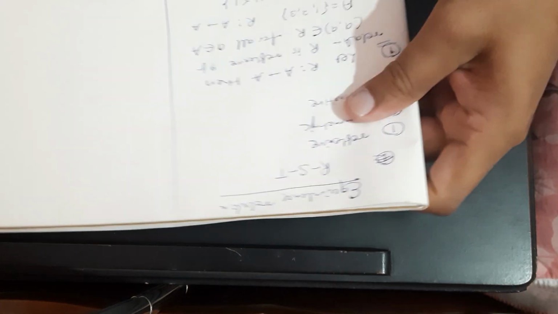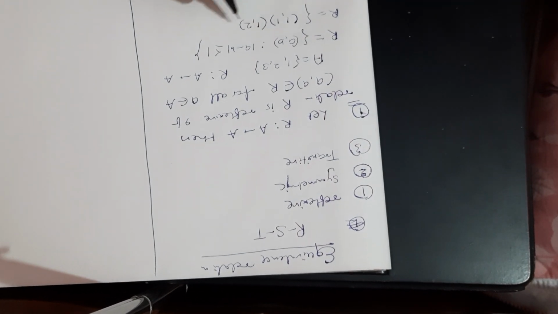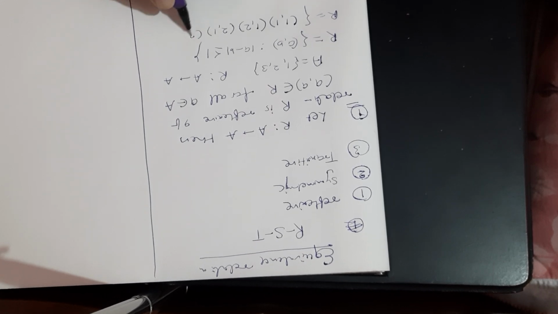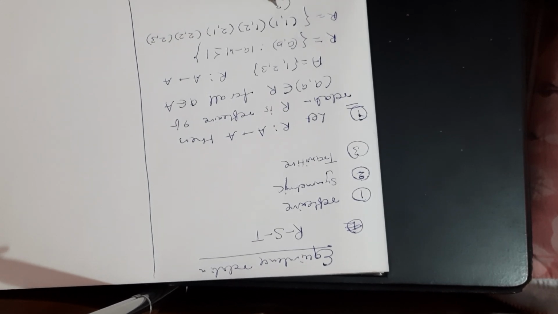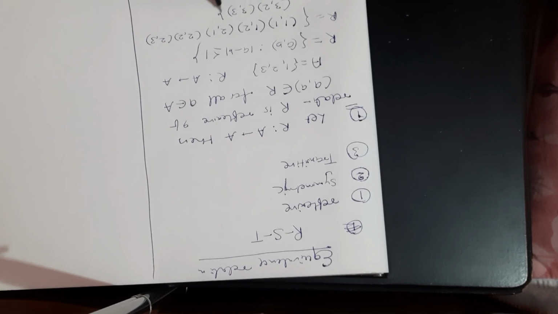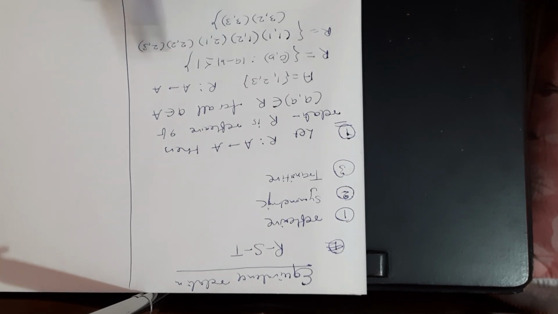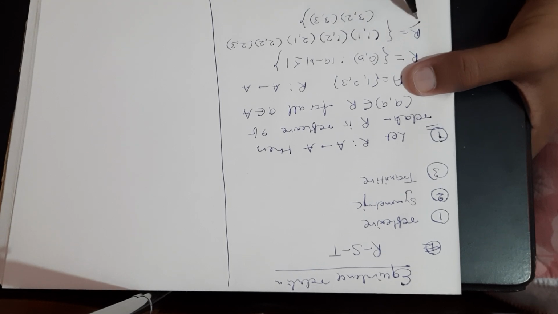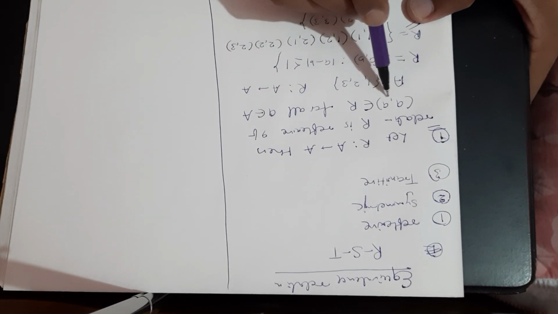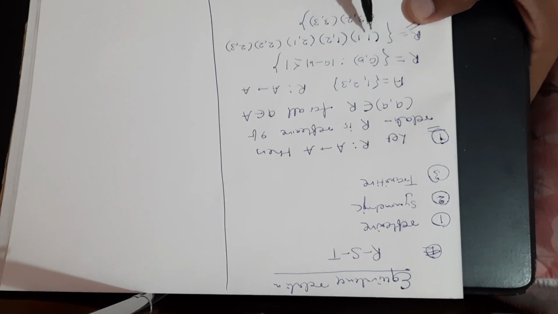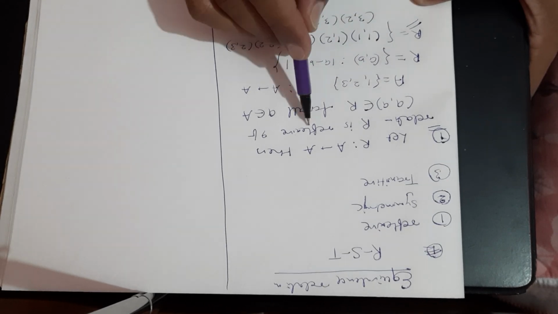So I'm repeating the same: (1, 1), (1, 2), (2, 1), (2, 2), (2, 3), (3, 2) and (3, 3). All these elements are elements of R because all satisfy |a - b| less than or equal to 1. Now I'm telling you, relation R is called reflexive when the same element is contained in R. Can you see this? (1, 1), (2, 2) and (3, 3). These three elements are in that R. So R is called reflexive.